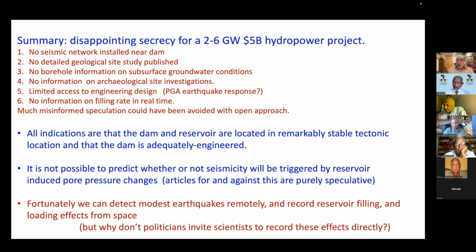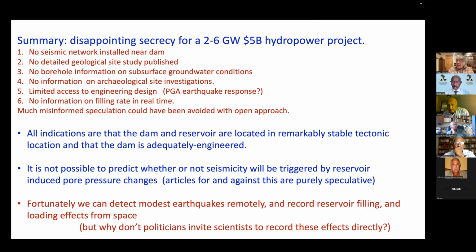But I defy anybody to be able to say that no earthquakes will be induced by this reservoir. It's just not possible to say that. We know in numerous locations, in mid-continent settings where no earthquakes have ever occurred before, that earthquakes have been induced by the reservoir loading and unloading.